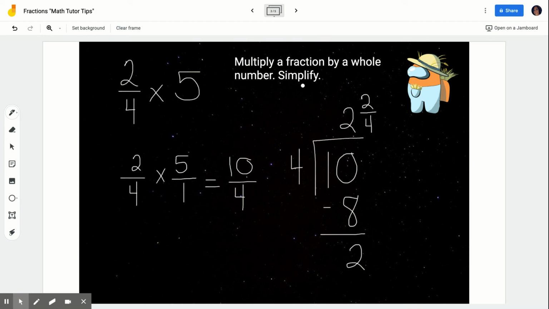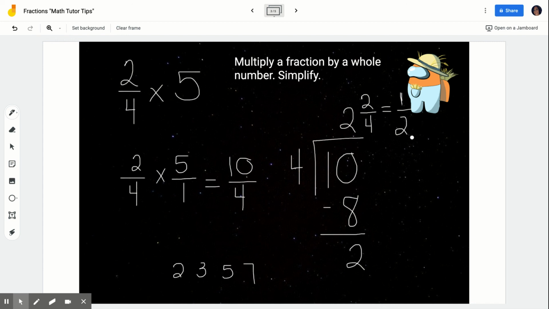So the last step to simplify, now that it's a mixed number, is to ask ourselves, can we divide the fraction, not the whole number, just the fraction, by 2, 3, 5, or 7? So let's take a look at it. Can we divide both the numerator and the denominator by 2? The answer is yes. 2 divided by 2 is 1. And 4 divided by 2 is 2.